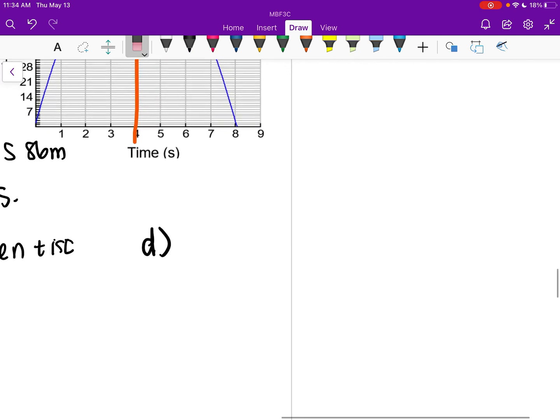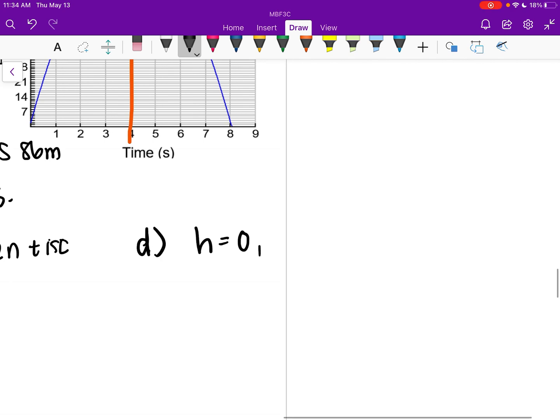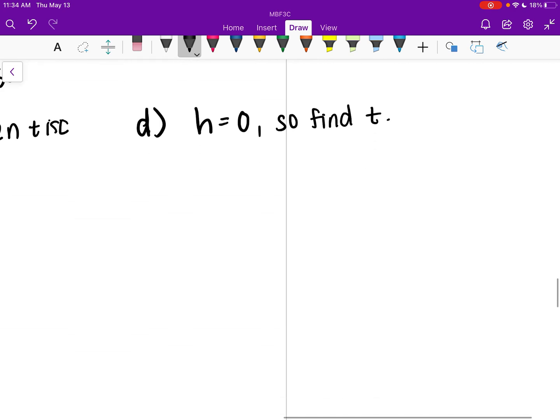And how I can do that is I know that it's going to be when the height is equal to 0. I'm trying to find time now, so I need to know what the height is. The height is 0, so let's find time when height is equal to 0, and we can do that really easily. We just need to plug in 0 for our h value.